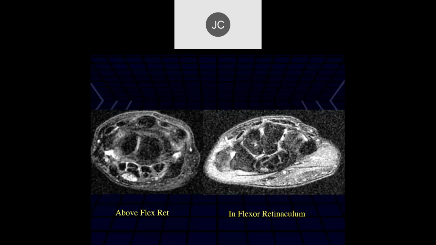Now, this just shows that the median nerve can look different depending upon where you image it. This is proximal, and here's in the flexor retinaculum in this location, and we can see that approximately the nerve is larger than it is in the flexor retinaculum.